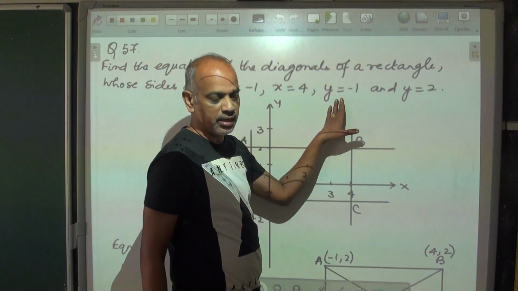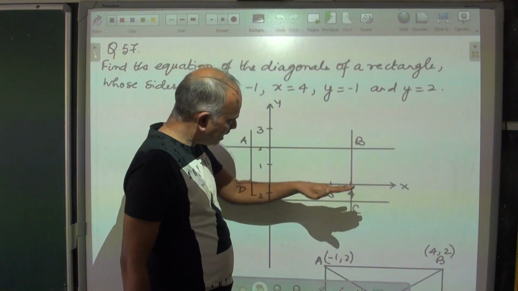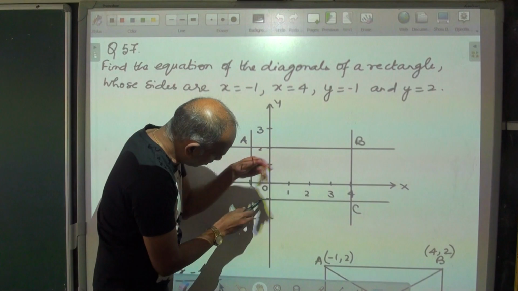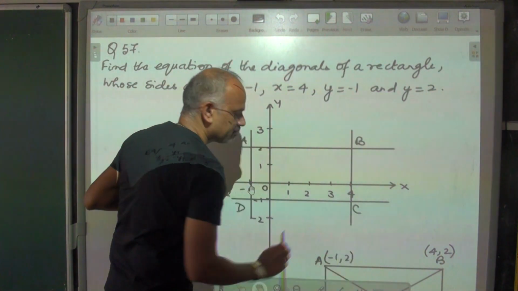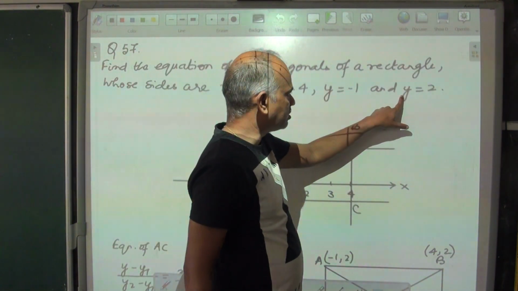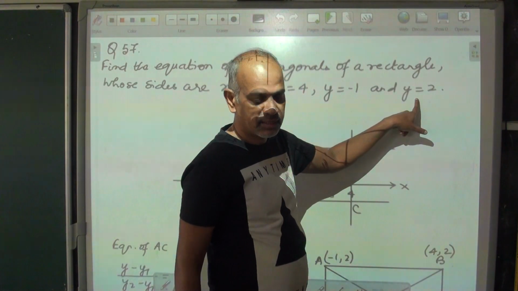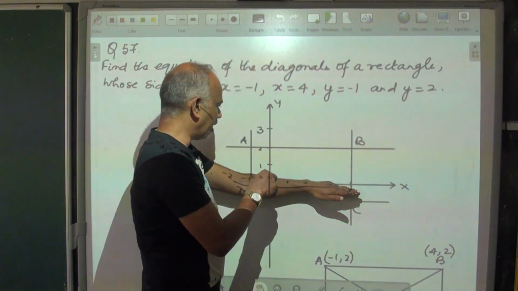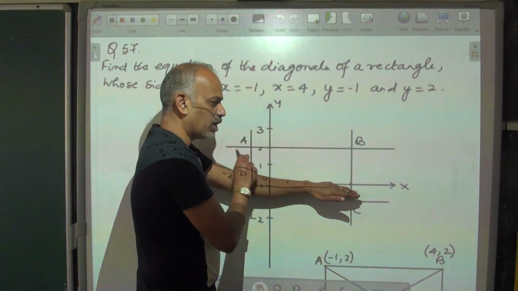The third line is y is equal to minus 1, which means it should be parallel to the x-axis and it should pass through y value minus 1. Y value minus 1 is this and it should be parallel to the x-axis. This is the third line. And the fourth line is y is equal to 2, means it should be parallel to the x-axis and it should pass through y value 2. Y value 2 is this. So it should be parallel to the x-axis and passing through y value 2.